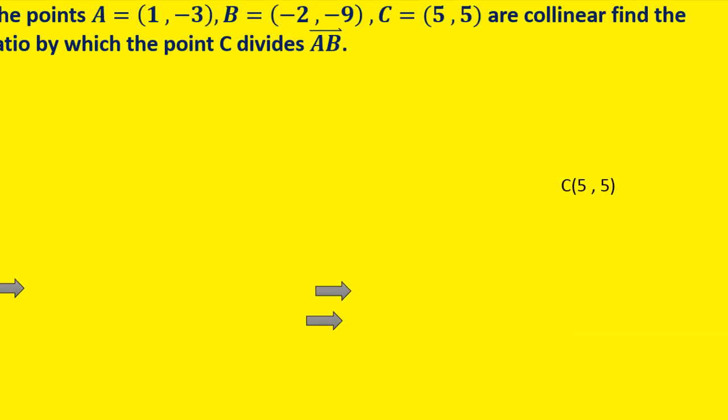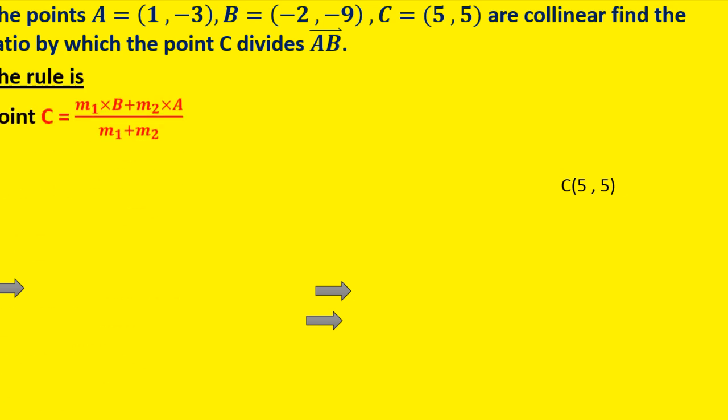Example number 3. The points A, B, C are collinear. What is the ratio? A, B, C are collinear. What is the meaning of collinear? Collinear means in the same straight line. Where is C, internally or externally? I don't know, but I draw it internally.